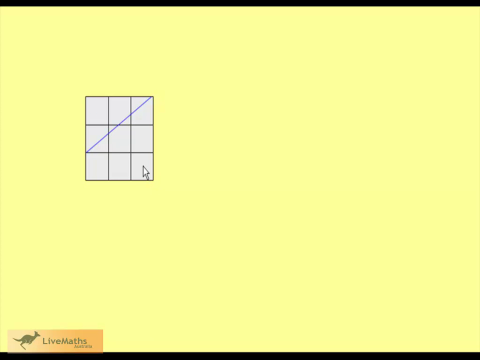This line is not one that we would be expected to reflect in at this level. It doesn't go across the diagonals of the squares. So since it doesn't go across the diagonals, we would not be expected to reflect in it.